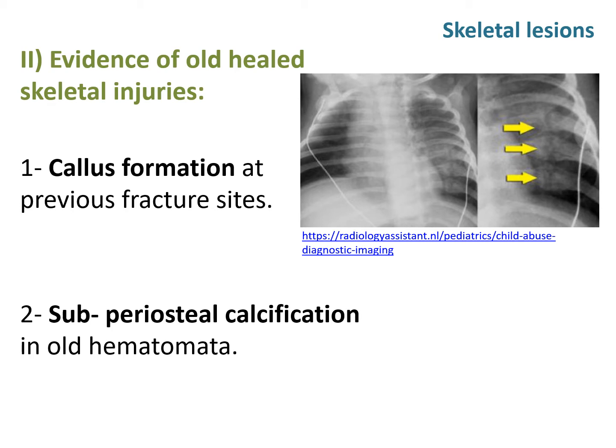The second evidence of old healed skeletal injuries is subperiosteal calcification in old hematoma. Sometimes, in case of injury of one limb, there will be old hematoma under the periosteum of the bone of the child. This hematoma may undergo calcification, so you will see a shadow of calcification around the shadow of the long bone, which is normally present on the X-ray.